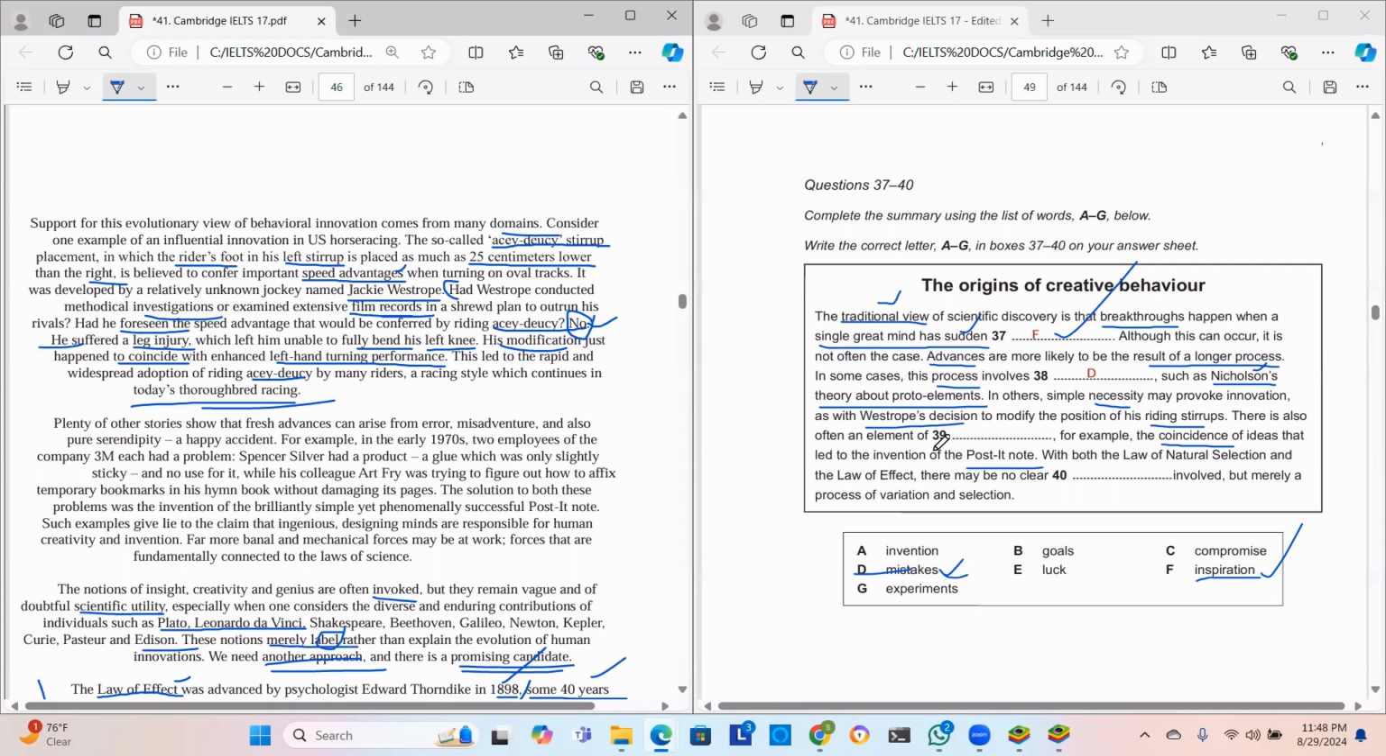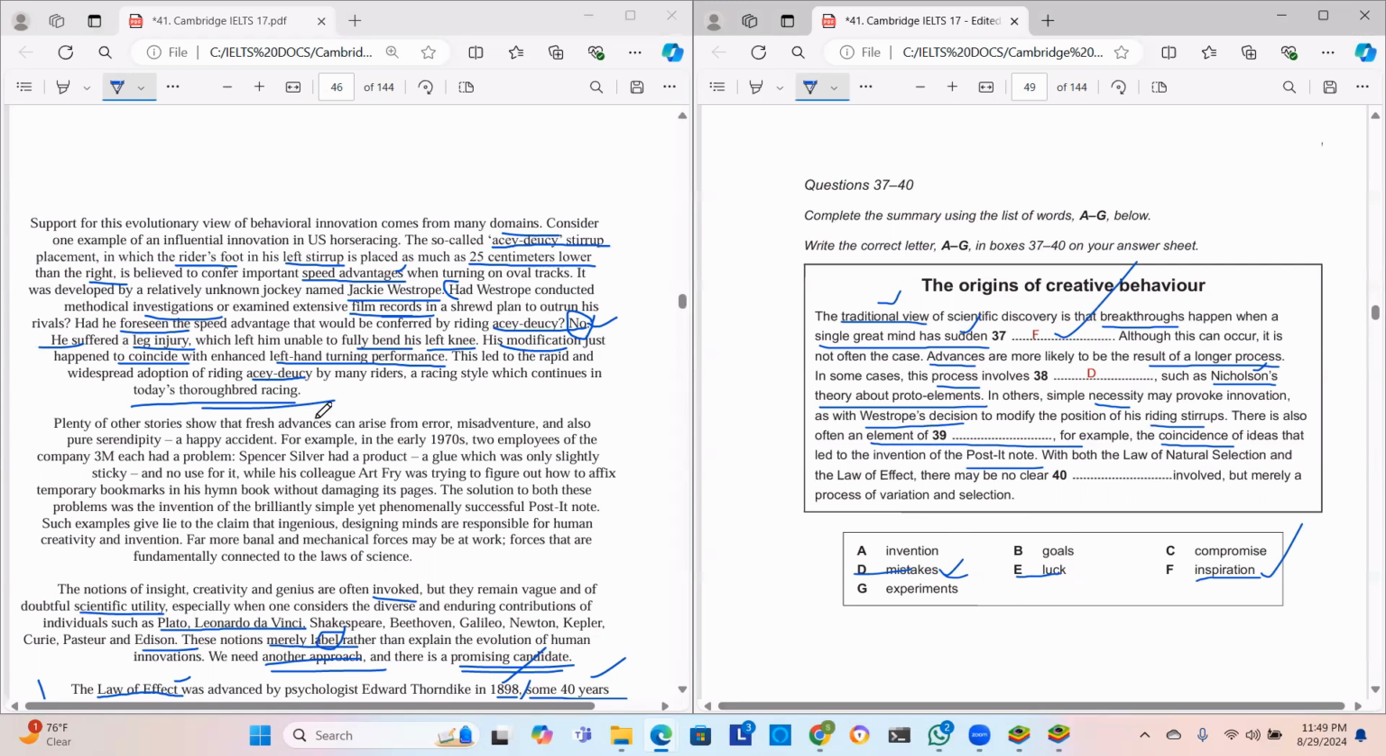So which is the best suitable word here? So often have an element of dash: invention, goals, compromise, luck, experiment. I think luck is the right word, guys, right? Luck suits here very well. They should have an element of luck. What is that luck?